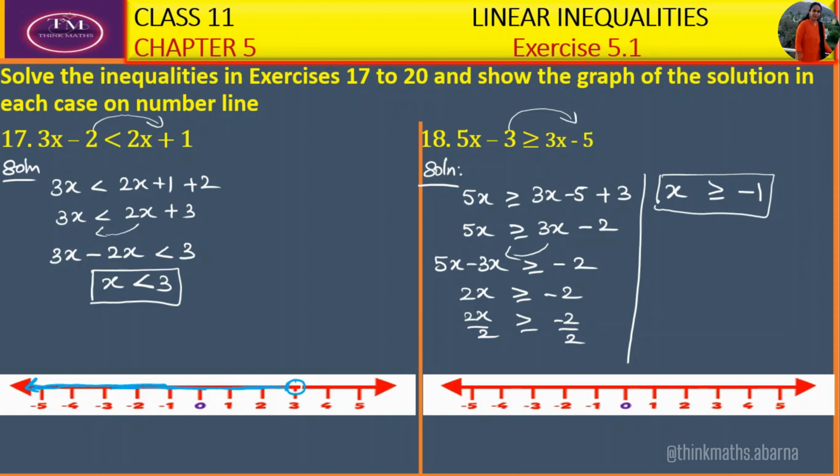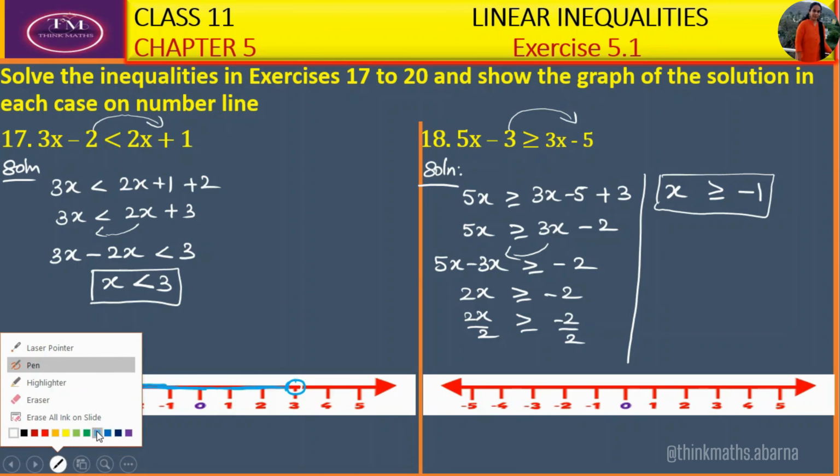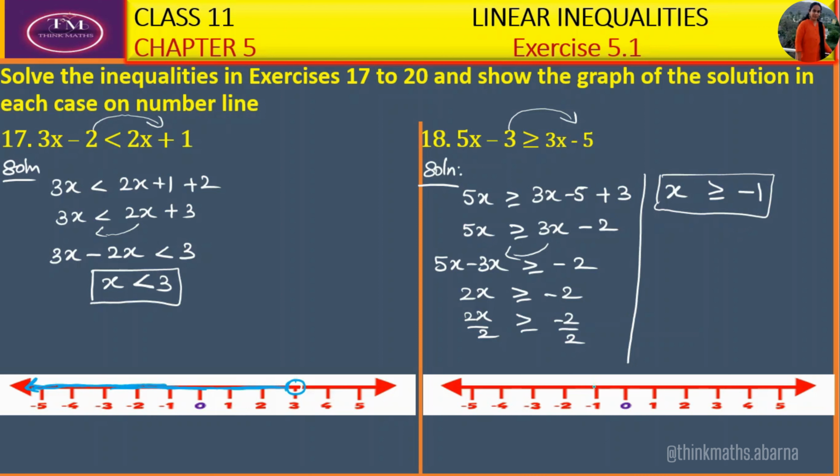Now we have this solution. Here x is greater than or equal to minus 1. Where is minus 1? This is minus 1. Here we have to shade because this minus 1 is included. If it is included, we have to shade it. Greater than means we have to move to the right side. So this side. So this is the way to represent it in a graph. You can take a scale and draw neatly. Okay, so this is the way of representing it in a graph.